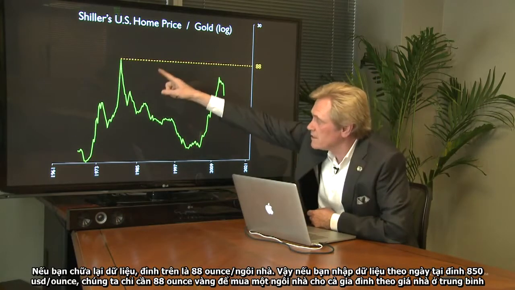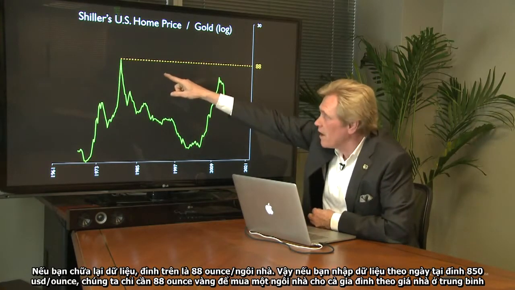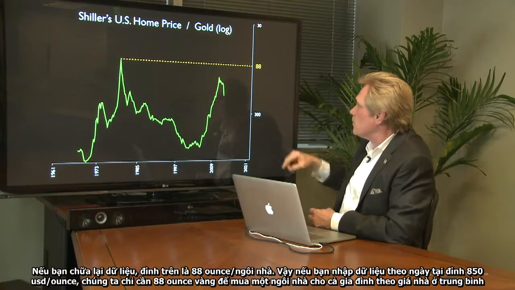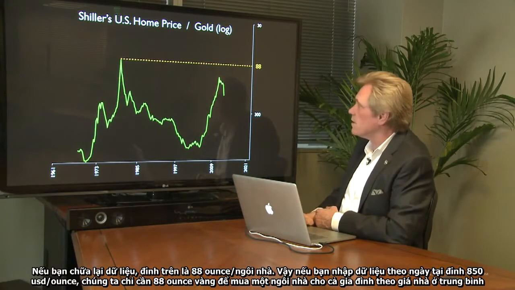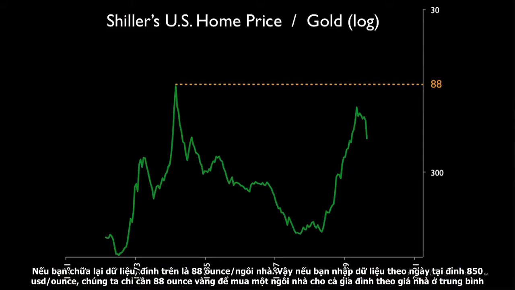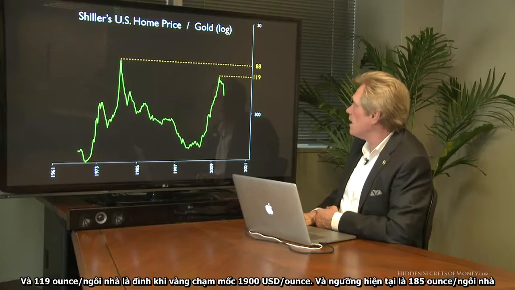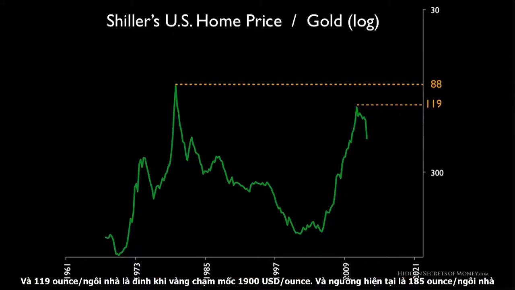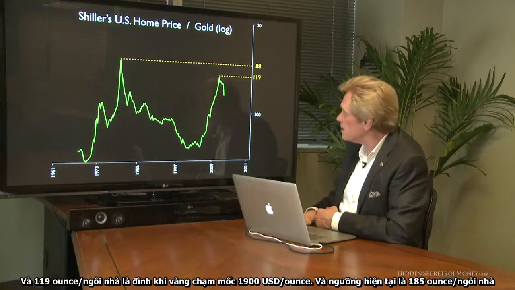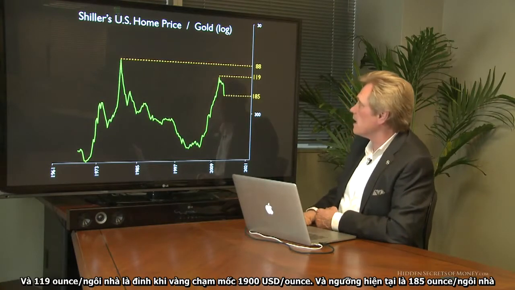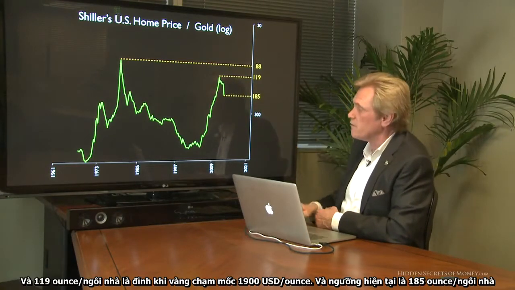So if we plug in the daily data and the high of 850, we get 88 ounces of gold to buy a single-family median price home, and 119 was the peak when gold hit 1900 there. And we're back down to 185.